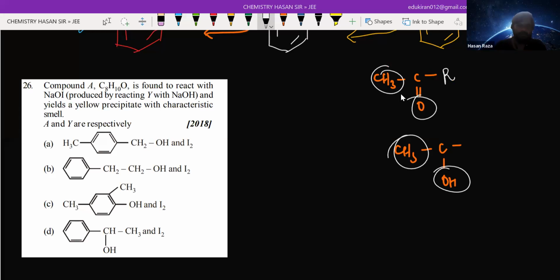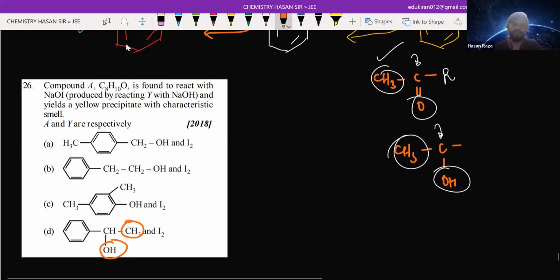So this will be shown by the group which has methyl and, on the adjacent carbon, alcohol. Since there is no ketone, which we haven't studied, we will not talk about that. So you can see CH3 is there and OH is there. That's why this is the answer. Very good, both of you. Please do this question.